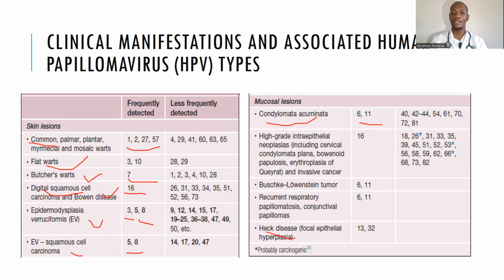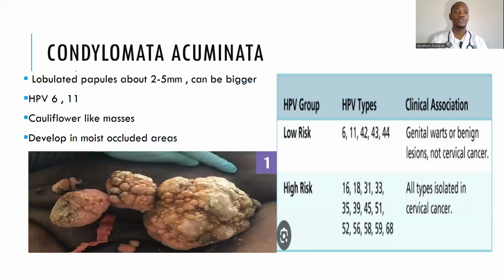Then X disease, we shall look at X disease, which is usually due to HPV 13 and 32. So then you go to condyloma acuminata. Condyloma acuminata just means giant lobulated papules, which are usually 2 to 5 millimeters in diameter, but can even be bigger. Usually this is caused by the low-risk types, HPV-6 and 11.